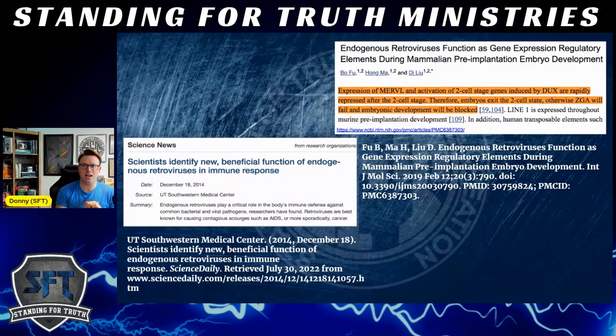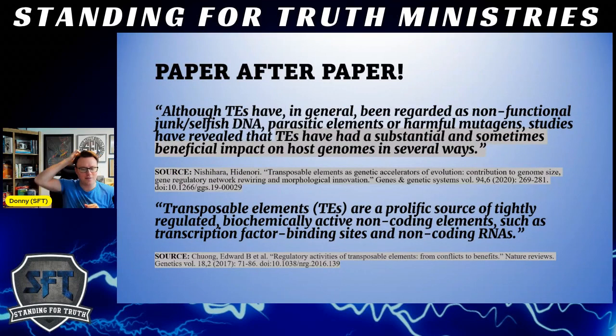But the evolutionists, they are reluctant to make these kinds of predictions because they require genomes of junk for common descent to be more likely. It's not likely. Paper after paper. Transposable elements have had a substantial and sometimes beneficial impact on host genomes in several, not just one way, several ways. Transposable elements are a prolific source of tightly regulated, biochemically active, non-coding elements, such as what? Transcription factor binding sites and non-coding RNAs.